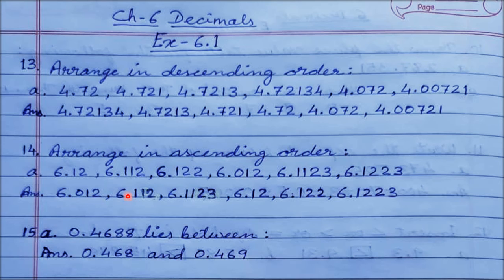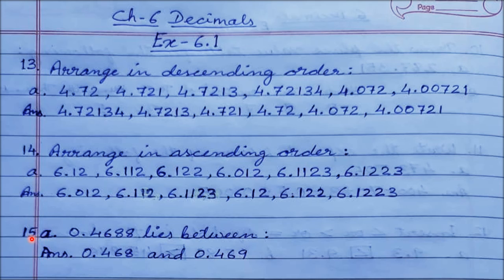6.012 is the smallest, 6.112 is greater than this, then greater than that is 6.1123, greater than that is 6.12, because here is 200 and there you have only 100th, so this is greater. Greater than that is 6.122, again greatest is 6.1223. So this is increasing order, smallest to greatest, or ascending order.